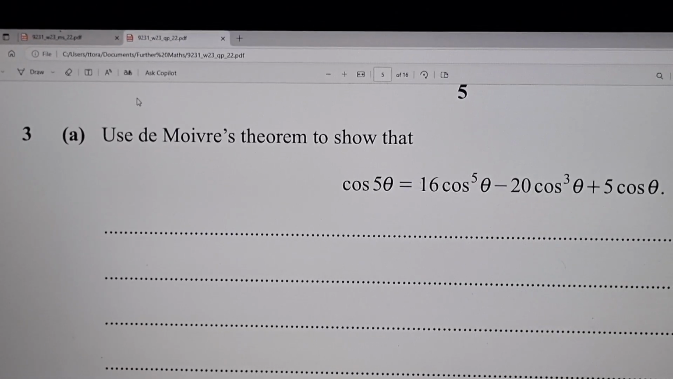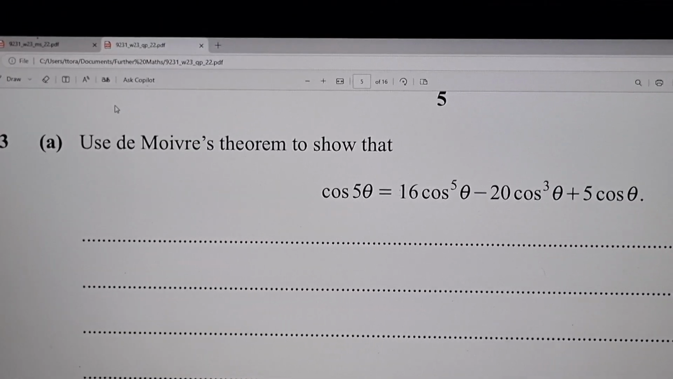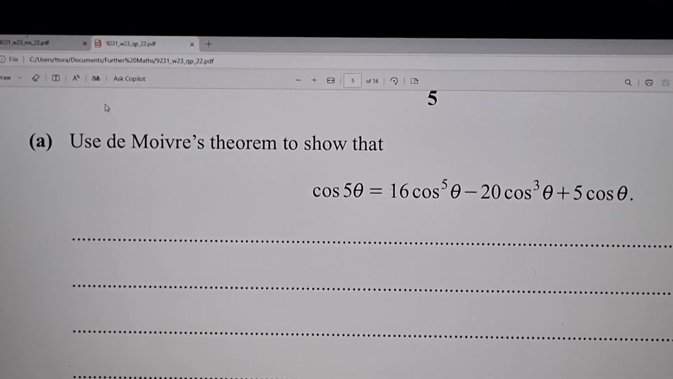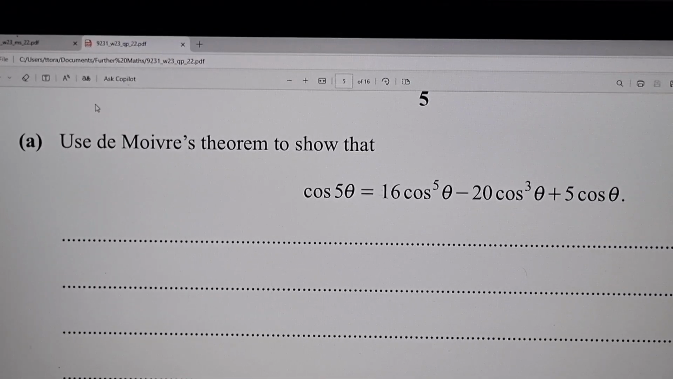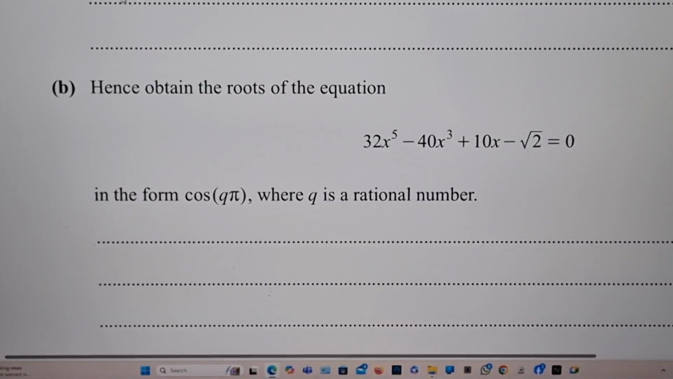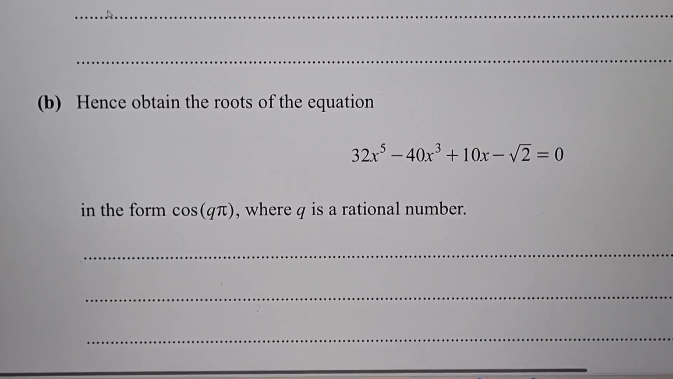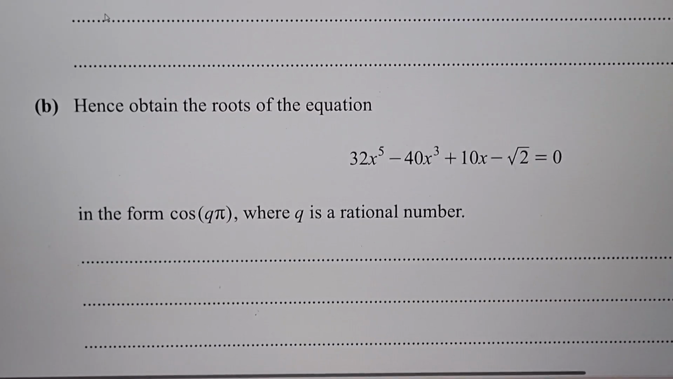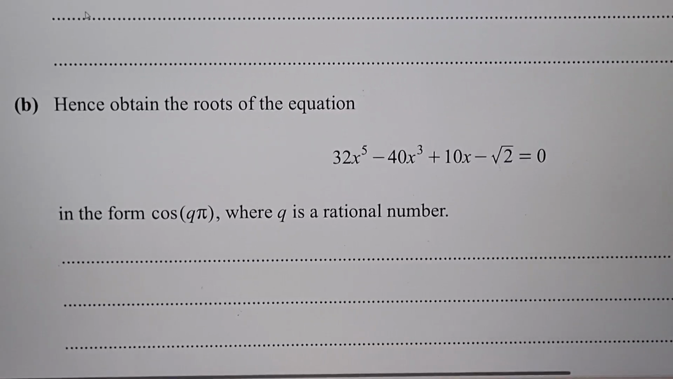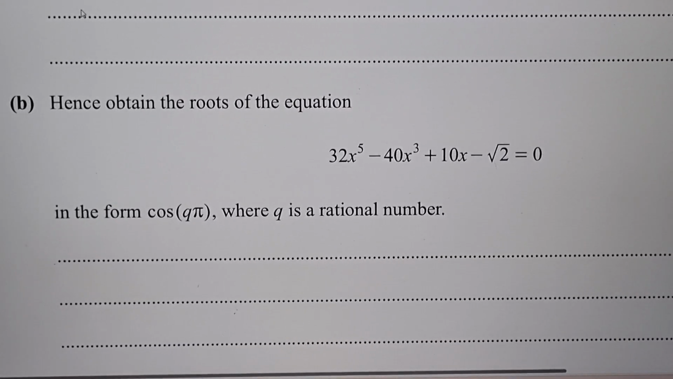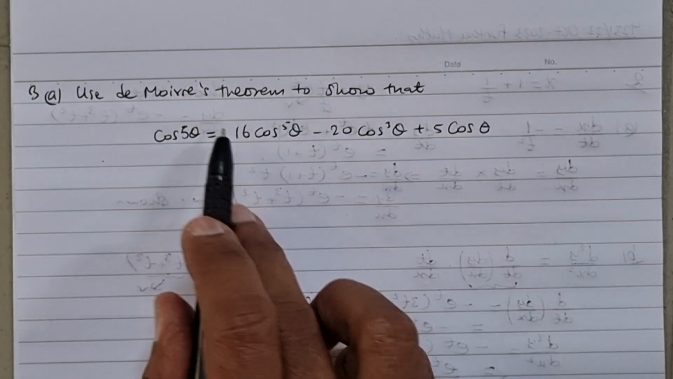Question number three, use de Moivre theorem to show that cos of 5 theta is equal to 16 cos to the 5 theta minus 20 cos to the cube theta plus 5 cos of theta. And for part B, hence obtain the roots of the equation 32x to the 5 minus 40x cubed plus 10x minus root 2 is equal to 0 in the form of cos q pi, where q is a rational number. Okay, so for the first part now, we need to use de Moivre theorem.